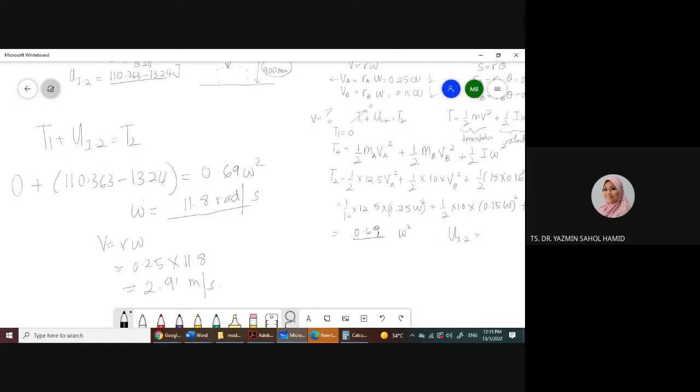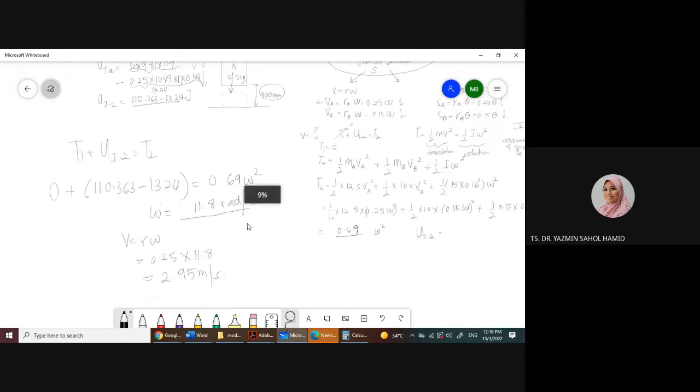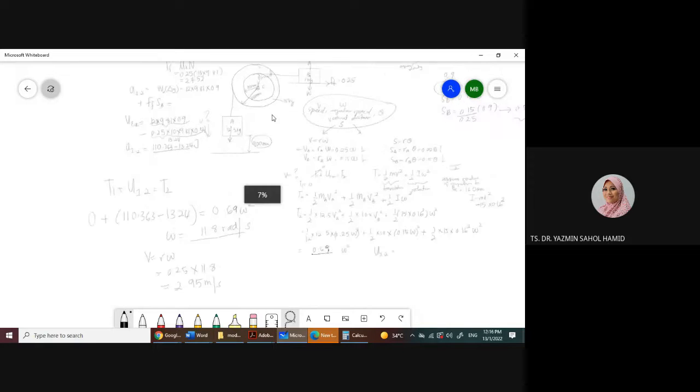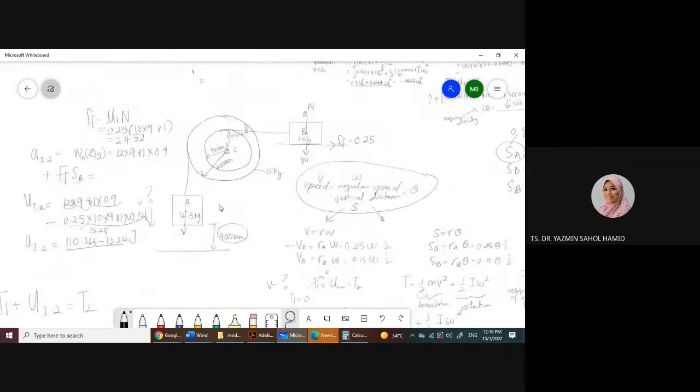2.95. Okay. What you all must know when you see this question is what type of kinetic energy is in block A: only translation. Block B has translation, but there is rotation at the pulley. Then, what kind of work is involved? The work causing the motion. For block A, work due to weight. For block B, no work due to weight; only work due to frictional force. So don't make a mistake there.